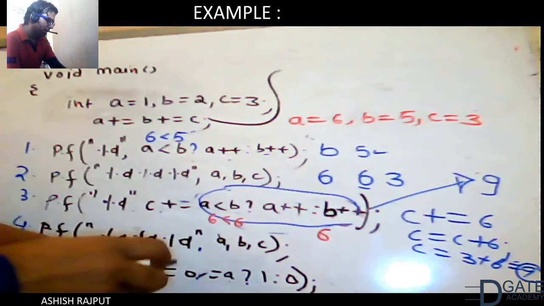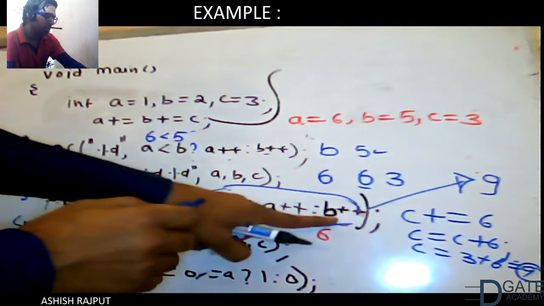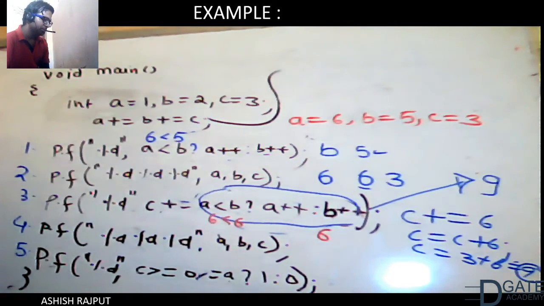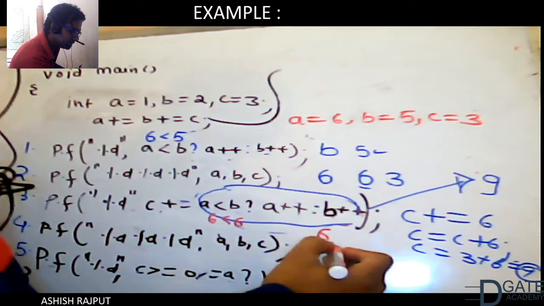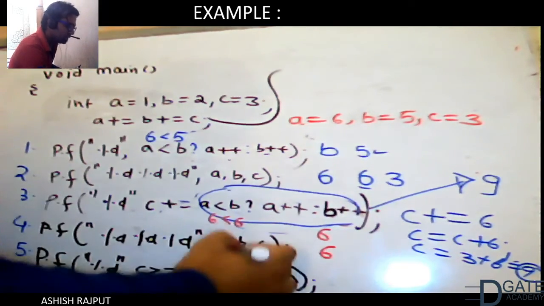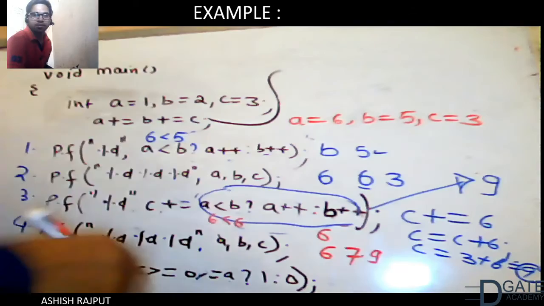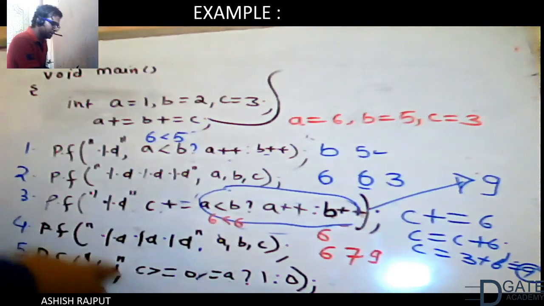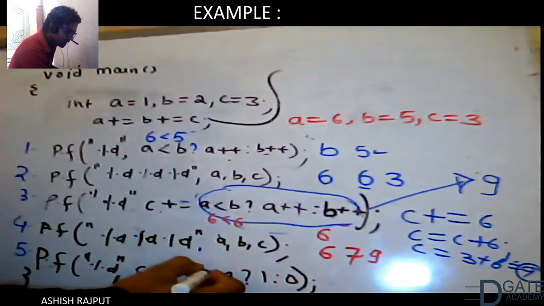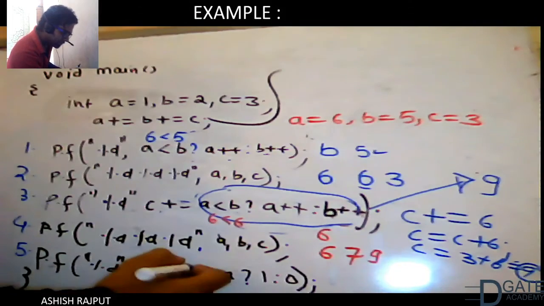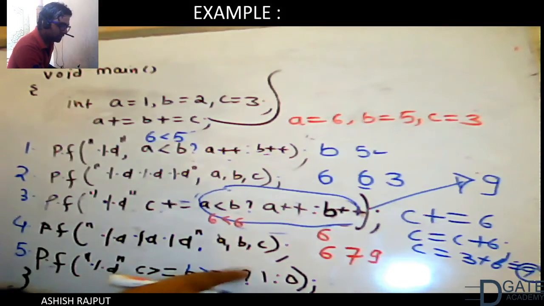Yes. And in the next statement, B value will be incremented. So A remains 6. What is B? B will be 6. What will be C? This is 9. And this is also important. In this case we are saying C greater than or equal to B, and greater than or equal to A.